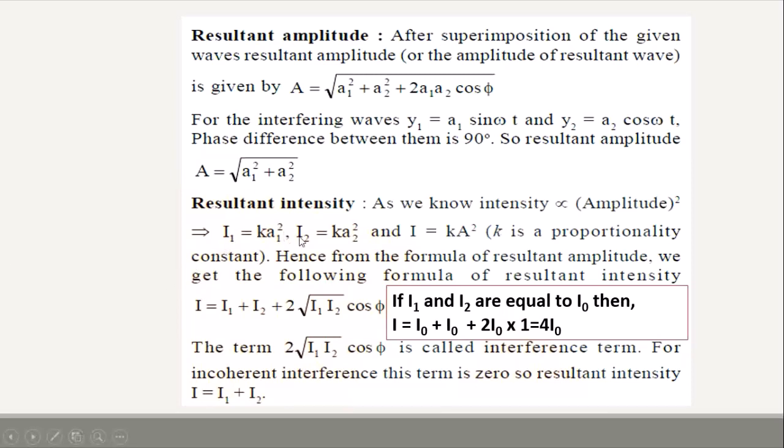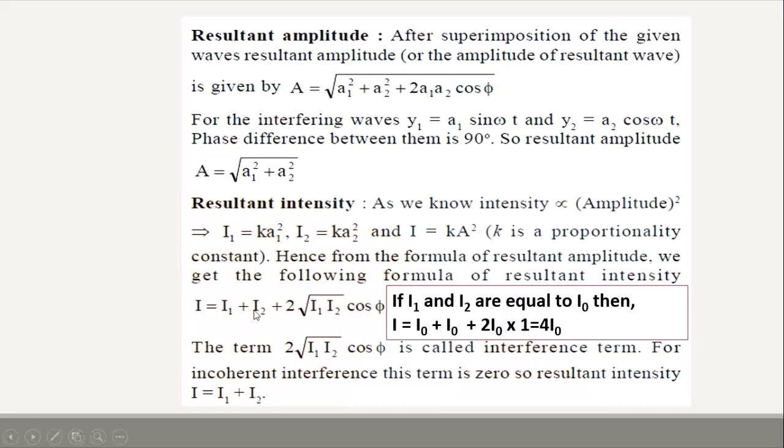So if I take I1 as the intensity of the first wave, I2 as the intensity of the second wave, and a1 and a2 as the amplitudes of the first and second wave respectively, then I can write I1 equal to k a1 square and I2 equal to k a2 square using this relationship. And there is one more formula for calculating the resultant intensity: I is equal to I1 plus I2 plus 2 root of I1 I2 into cos phi. A very important thing is, don't put this 2 inside the root. You have to keep 2 outside the root.